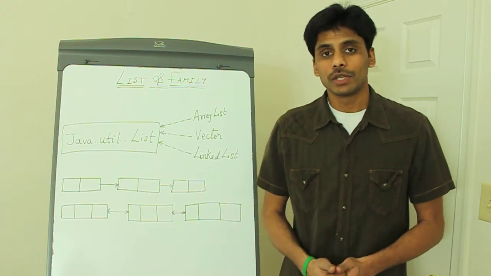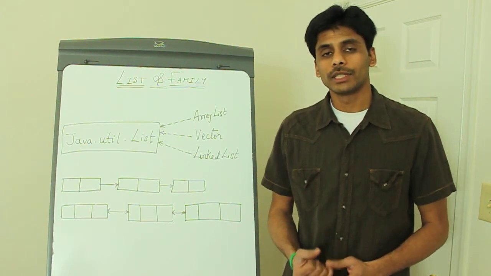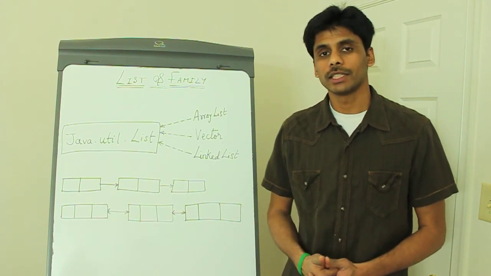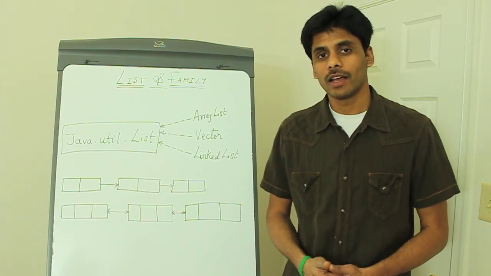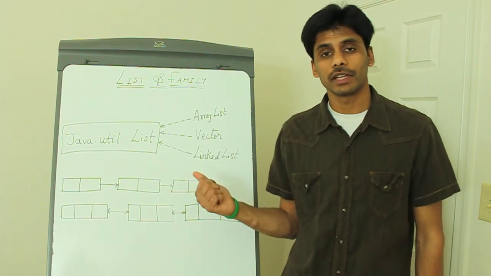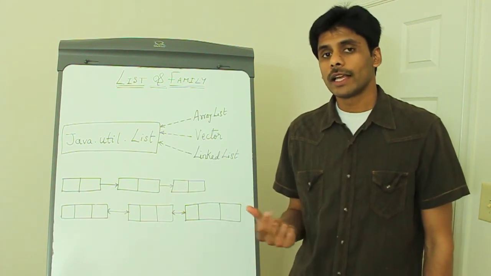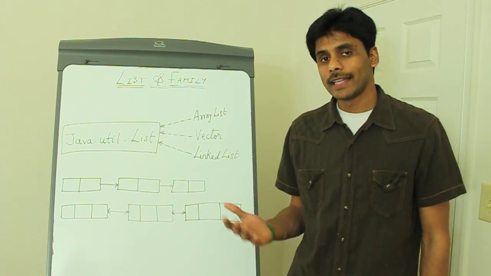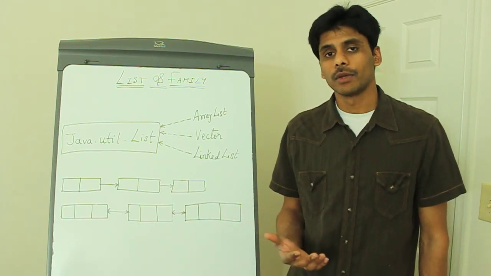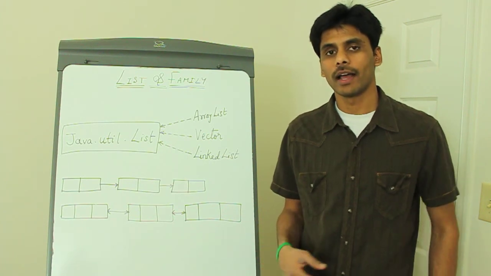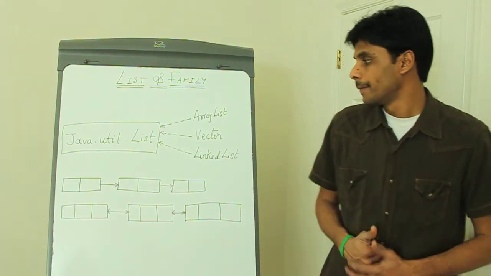A list allows you to add objects using an index position, and you can also retrieve the objects using an index, and all the classes that implement the list interface are ordered. By default, the elements you add get added at the end of the list, but as I said, you can also add them using an index, and it maintains the order as you add the elements.